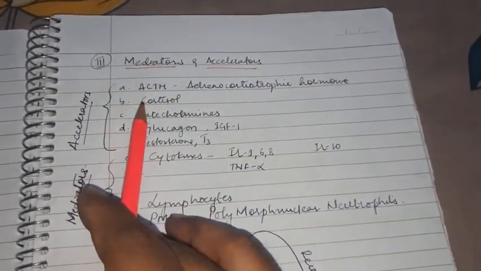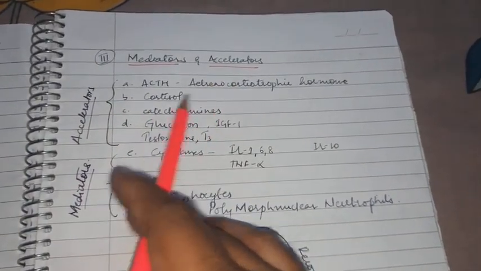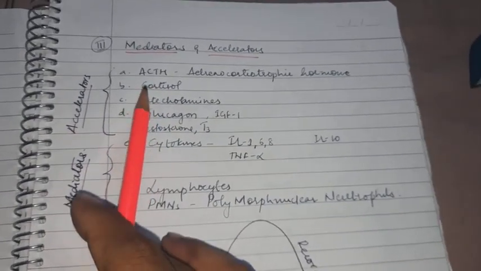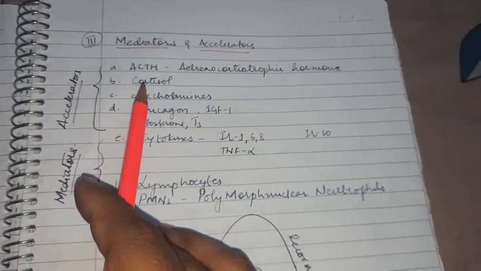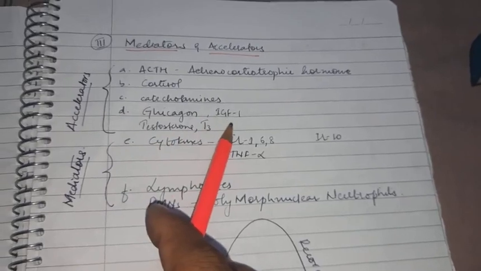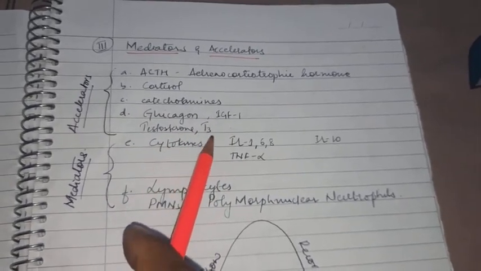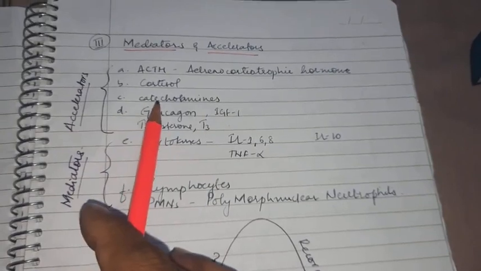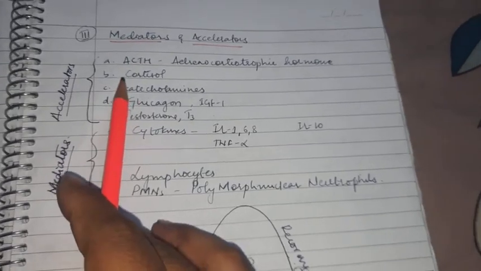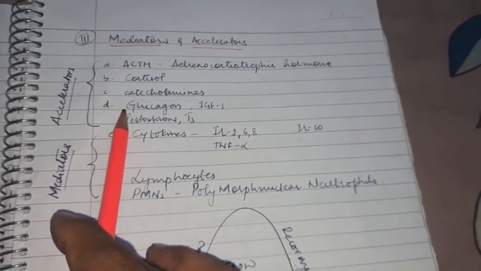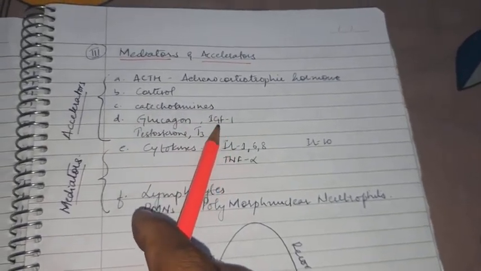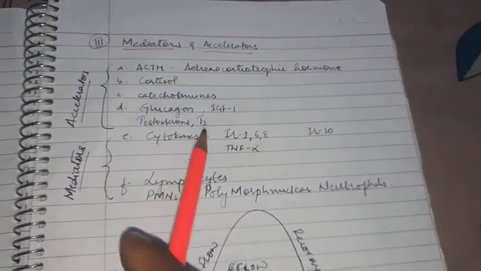The third is mediators and accelerators. So mediators are different, accelerators are different. First, coming to the accelerators, these are hormones such as adrenocorticotropic hormone, cortisol, catecholamines, glucagon, IGF-1, testosterone and T3. These are accelerators of metabolism or metabolic changes. Some of them cause catabolism: ACTH, cortisol, catecholamines and glucagon cause catabolism, and IGF-1, that's insulin-like growth factor, IGF-1, testosterone and T3 are anabolic hormones.